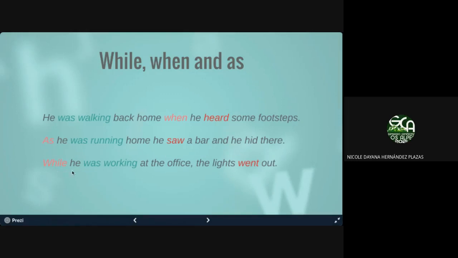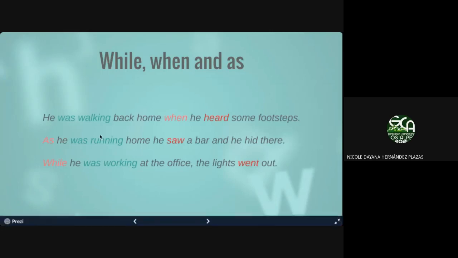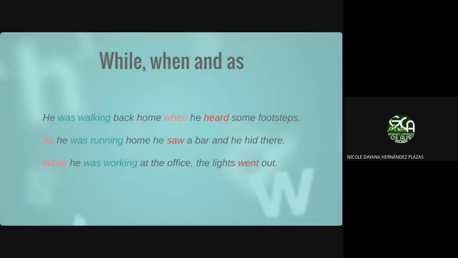For example, while he was working at the office, comma, the lights went out. Or you can say, the lights went out while he was working at the office. Entonces, este while siempre va a estar antes de la acción que es interrumpida. Siempre va a estar antes de la acción que tienes en pasado continuo. ¿Ok? Es lo mismo, el when antes de la acción que interrumpe, o sea, de la acción que tienes en pasado simple. El while antes de la acción que es interrumpida, o sea, del continuo.